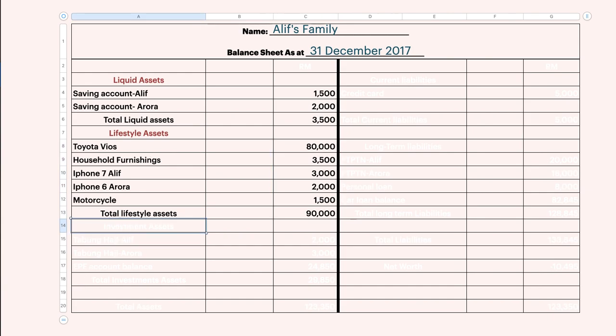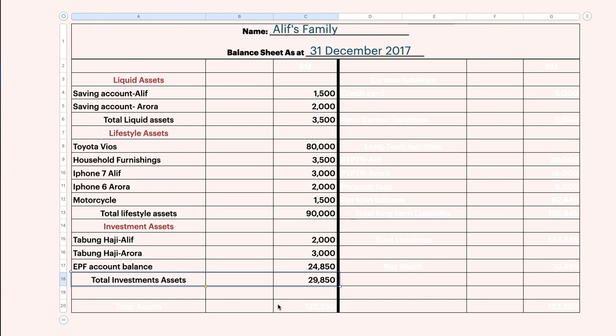Next, the investment assets. You have Tabung Haji for Alif. Okay, you have the EPF account. You record these and get the amounts, and then you will get the total amount of investment assets. Okay, now we have already finished.